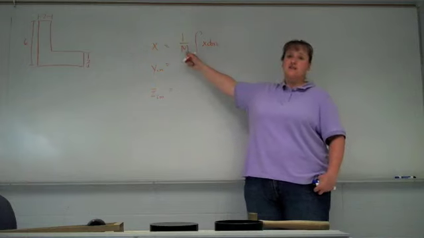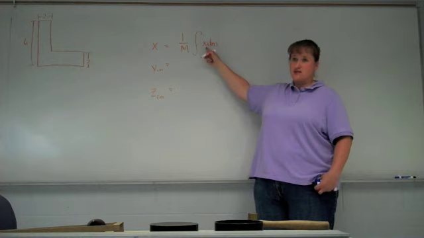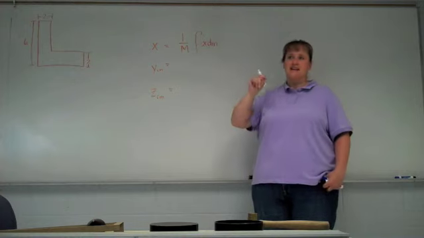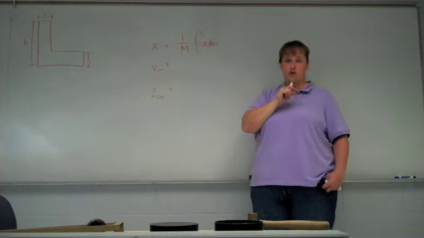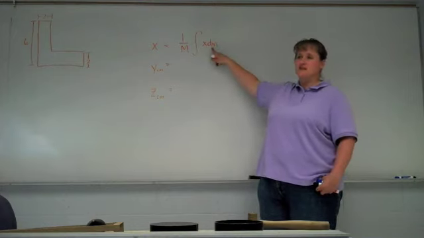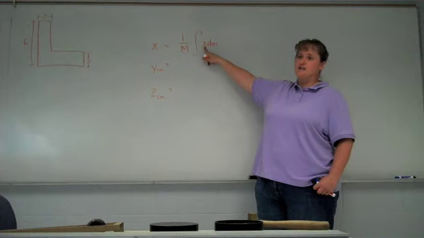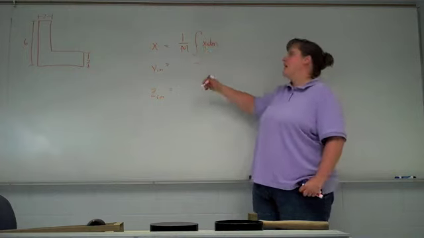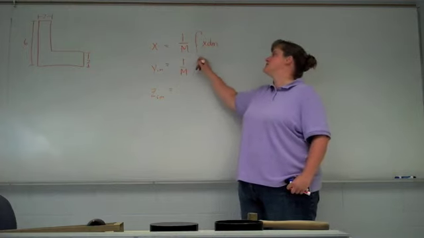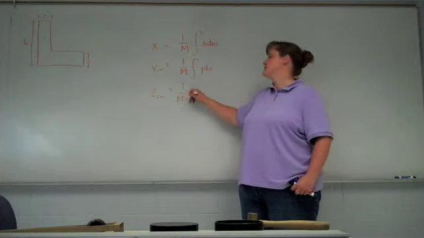1 over the total mass of the object times the integral of the position. So this x represents how far each little piece of mass is from the origin you've chosen. Basically, you have to break it up into a bunch of little, infinitesimally small masses, little dm's, and you need to integrate those masses according to where and how far away they are from your x-axis. Okay. And the same or similar is true for the y-axis and the z-axis.